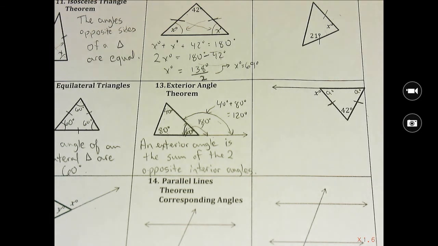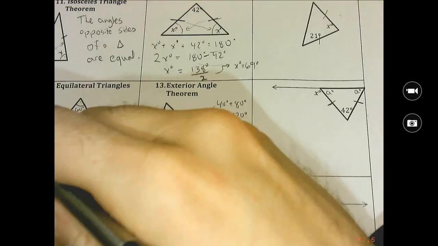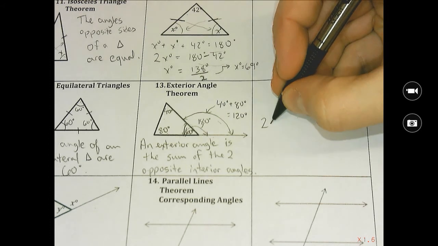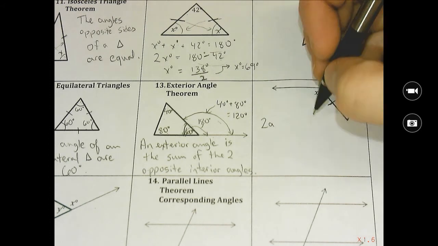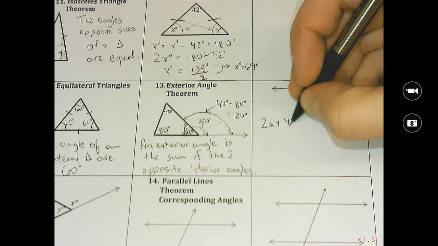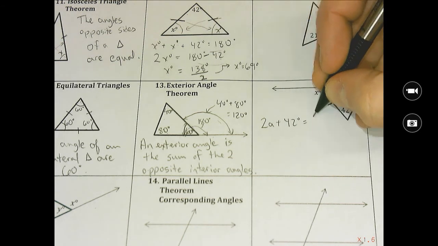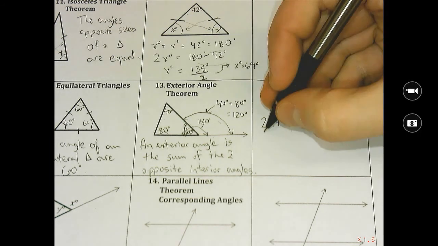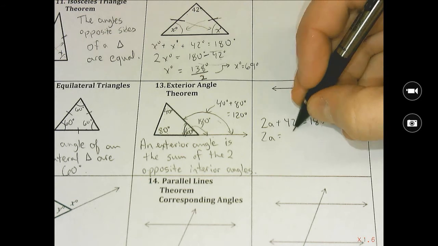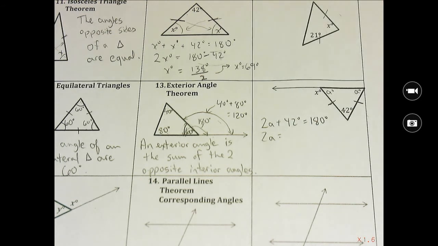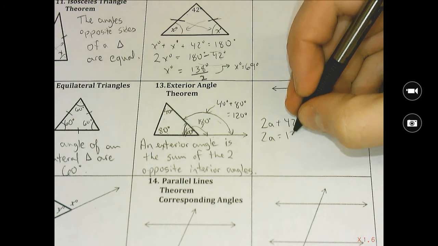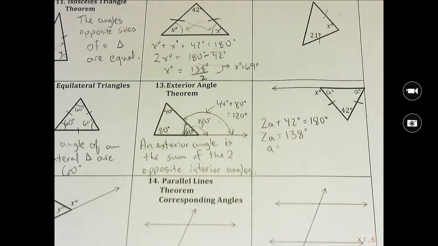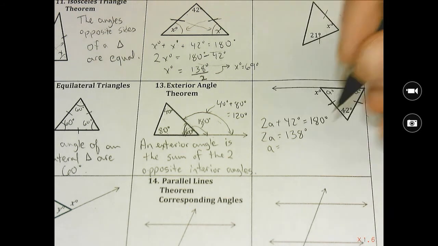Okay? What I can do is simply 2A plus my 42 degrees has to equal 180. I've got 2A plus 42 is 180. So if I simply solve for A, 2A will equal 138 degrees. That leaves me with an A value, when I divide both sides by 2, of 69.